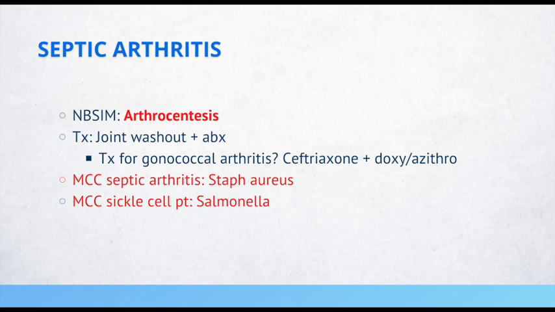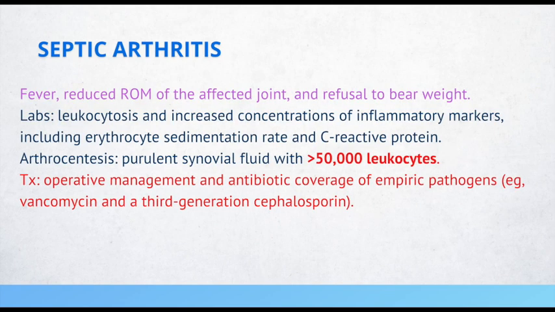In septic arthritis, patients have fever, reduced range of motion of the affected joint, and refusal to bear weight. Labs may show leukocytosis and increased concentrations of inflammatory markers such as CRP and ESR. When you get back the arthrocentesis results, you can note purulent synovial fluid with more than 50,000 leukocytes. Treat with operative management and antibiotic coverage of empiric pathogens, for example vancomycin and a third-generation cephalosporin.